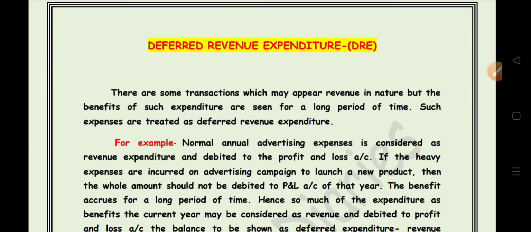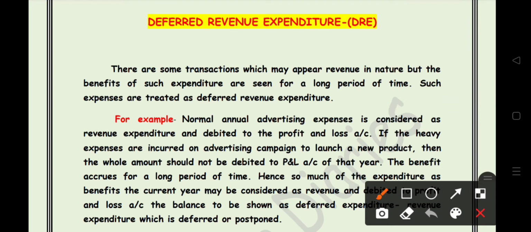In today's video, we are going to discuss one small concept of accounting, that is the deferred revenue expenditure. Before starting this video, if you want to learn about the capital and revenue terms which I covered in the last video, don't forget to watch that video. I will be providing the link of that video in the description of this video. Okay, so let us begin with this video.